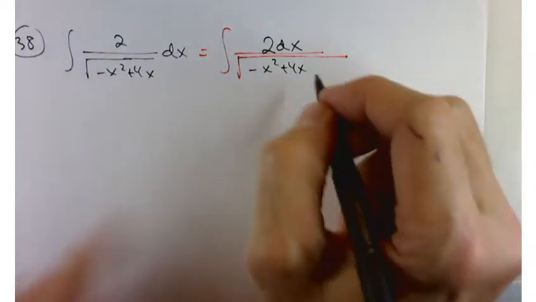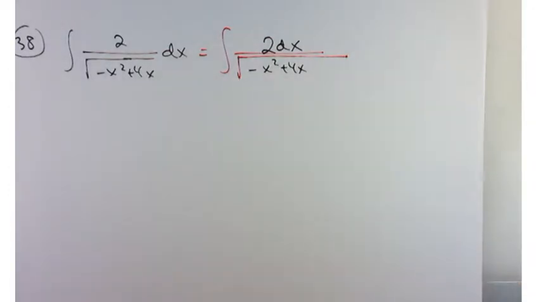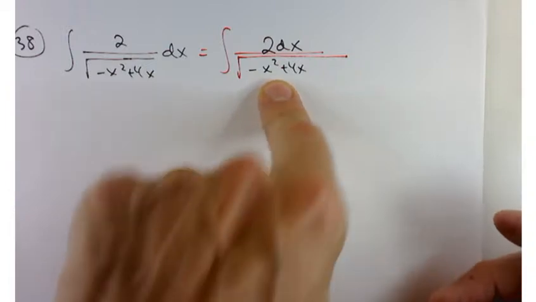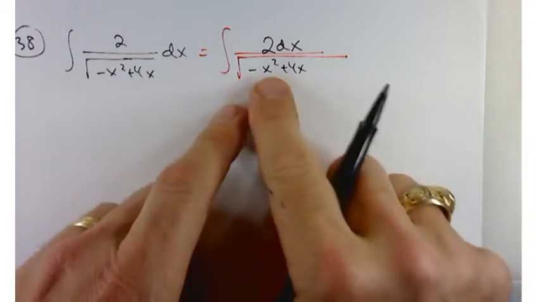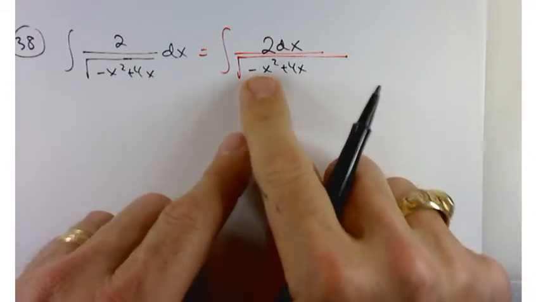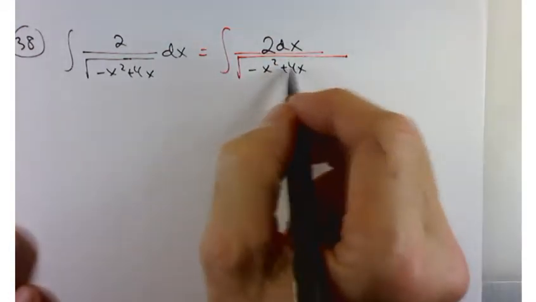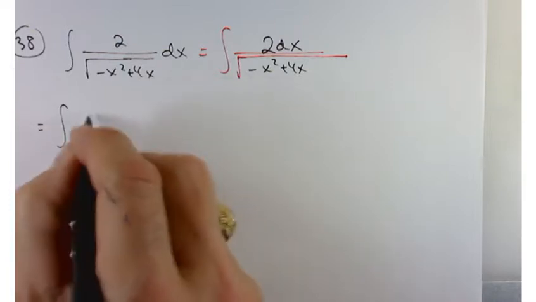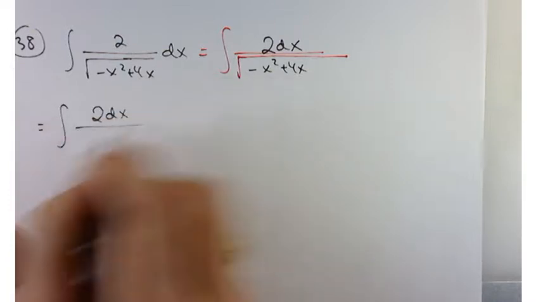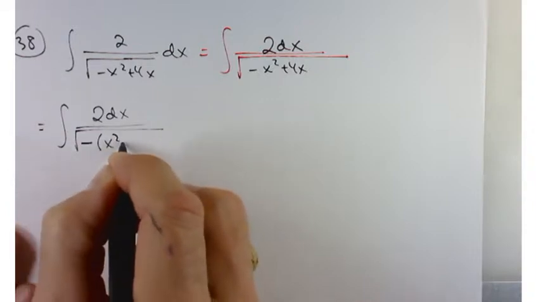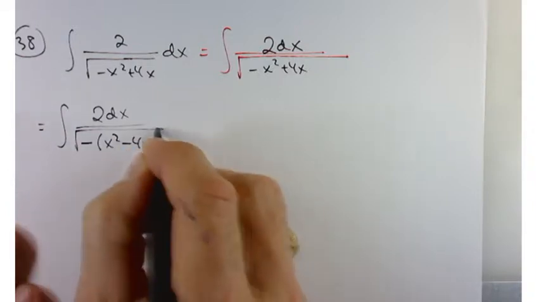You know, I think what I should do first is factor out that negative before I complete the square. When you complete the square, you really want to have a coefficient of 1 in front of your x squared term. So this step is really kind of a waste because I needed to factor out the negative 1 here. My bad. 2dx over the square root of negative x squared minus 4x.